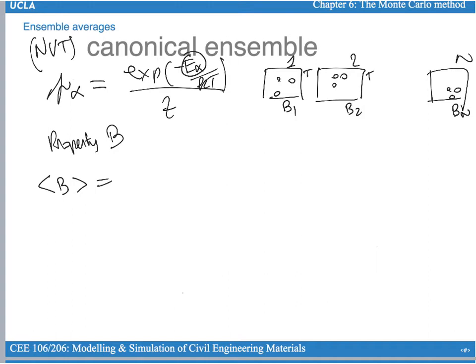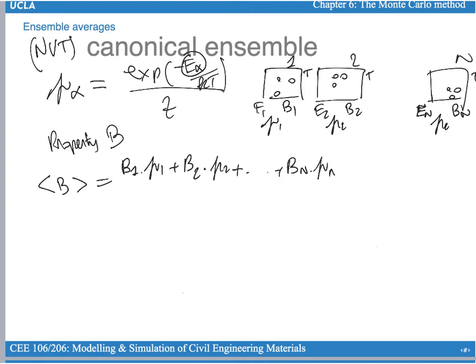In this case, the temperature is fixed for all those systems, but the energy will not be the same. The energy will change for each configuration, which means that for each system you will get a given probability. So now if you want to calculate the average value of B, you will have to take the value of B for system 1, multiply it by its probability, then take the value of B for system 2, multiply it by its probability, etc. Take the value of B for the configuration n, multiply it by the probability of this configuration, and then divide by the sum of the probability.